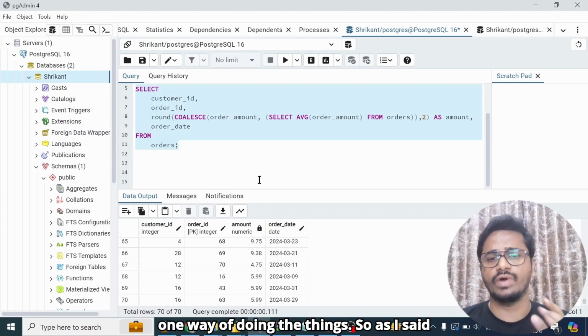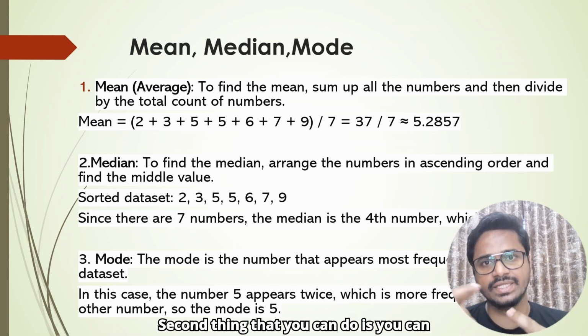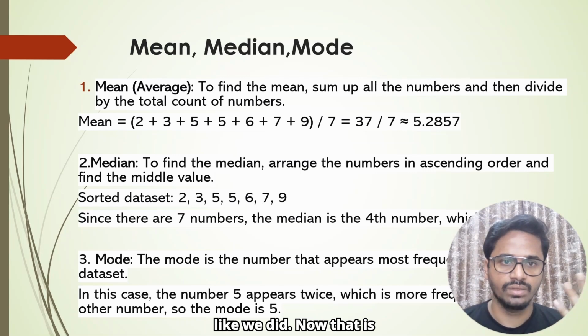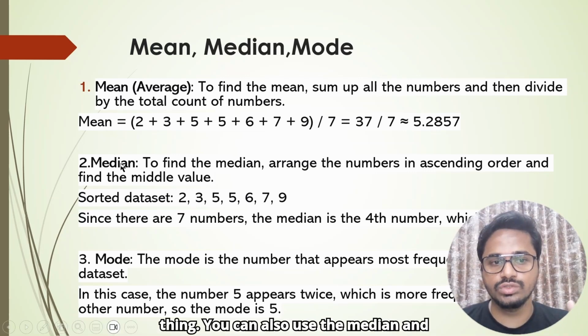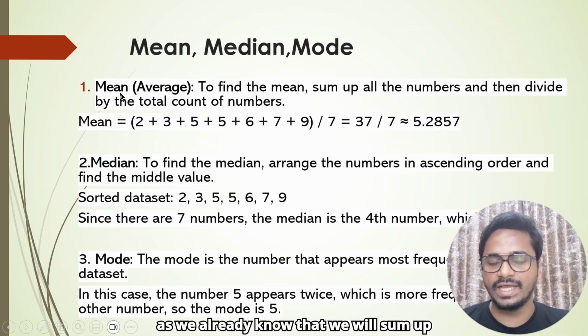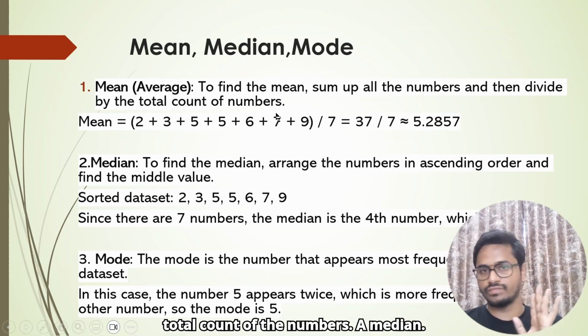Okay, so this is one way of doing things. So as I said, you can put the default values. Second thing that you can do is you can make use of the average function, just like we did now. That is mean and average, again one and the same thing. You can also use the median and mode for the given data set. So mean, as we already know, we will sum up all the values and then divide it by the total count of the numbers.